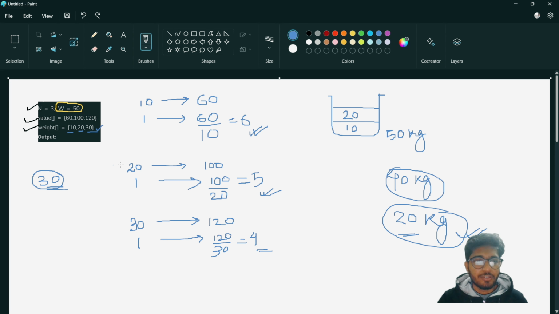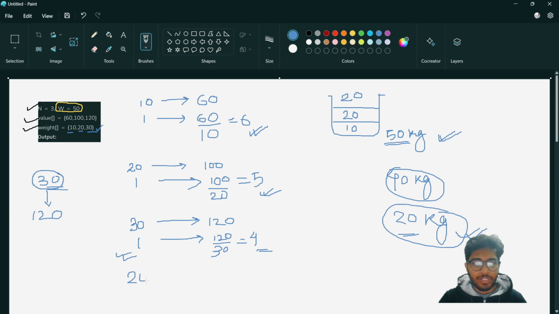So if we put 20 kg of the third product in our knapsack, it is totally filled. 20 plus 20 plus 10, that is 50 kg. But the thing is, we have to calculate the value of 20 kg of the same product. The value of 30 kg of this product was 120, and we have calculated the value for 1 unit also.